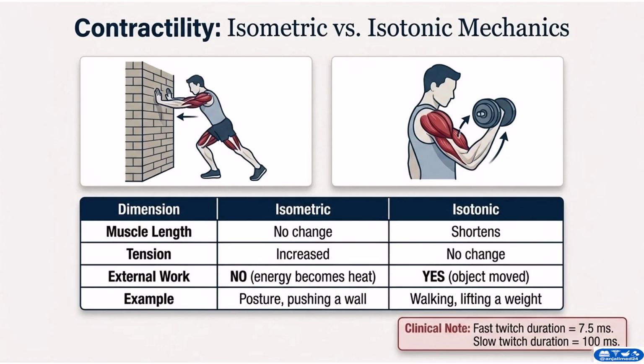Finally, notice the clinical note. Fast twitch muscle fibers contract very rapidly, with twitch duration around 7.5 milliseconds. Slow twitch fibers contract more slowly, with twitch duration around 100 milliseconds. Understanding these contraction patterns is essential for physiology, sports medicine, and clinical neuromuscular disorders.